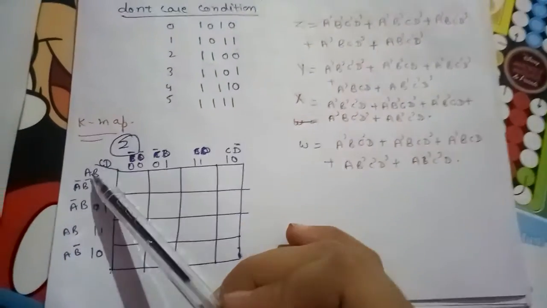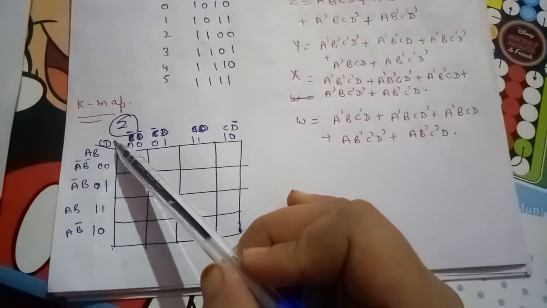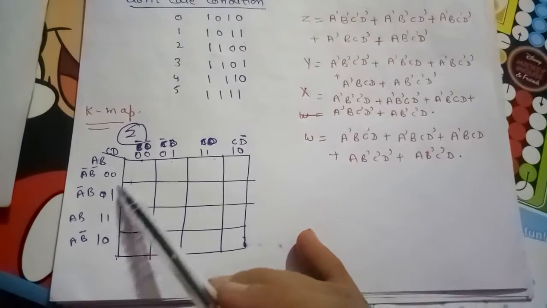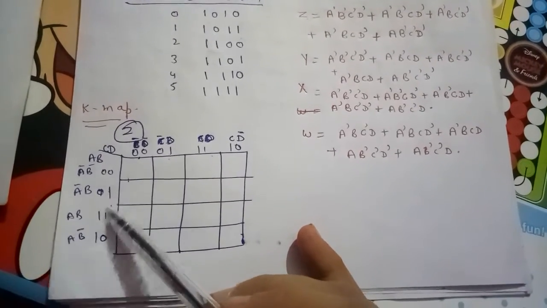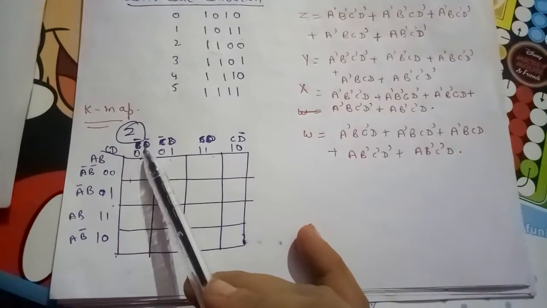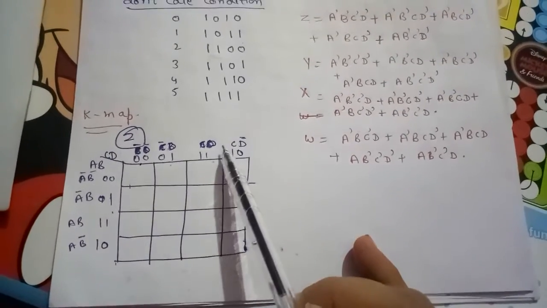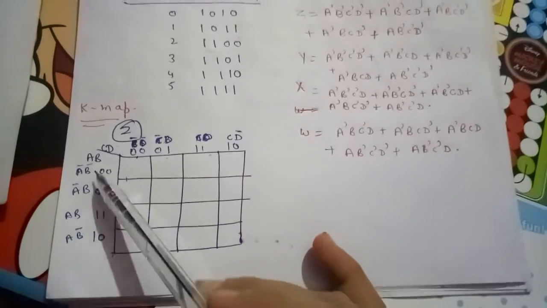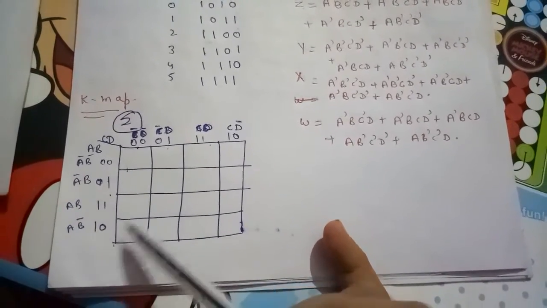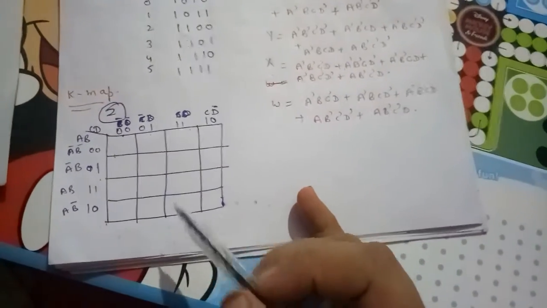cells, right? We write AB here and CD here, and code them as 00, 01, 11 and 10, and here also 00, 01, 11 and 10, right? Then 00 is C bar D bar, C bar D, then CD and CD bar; likewise A bar B bar, A bar B, then AB and AB bar, right? Now start writing the values in this particular K-map.